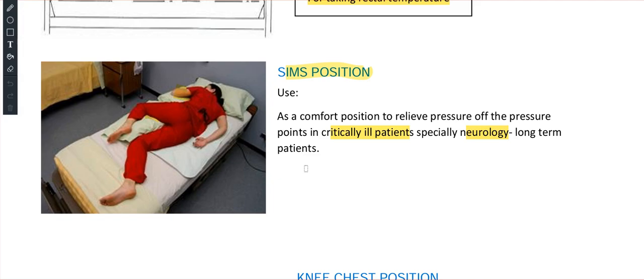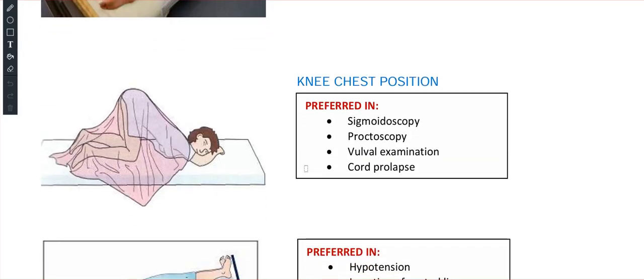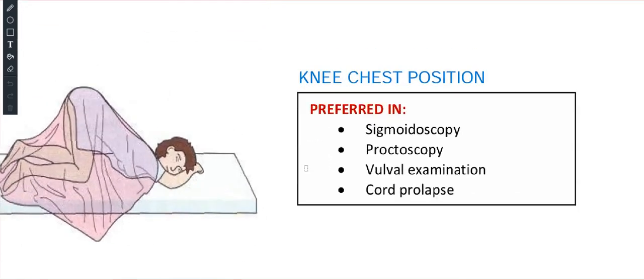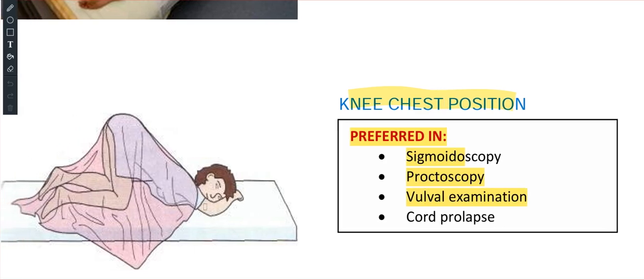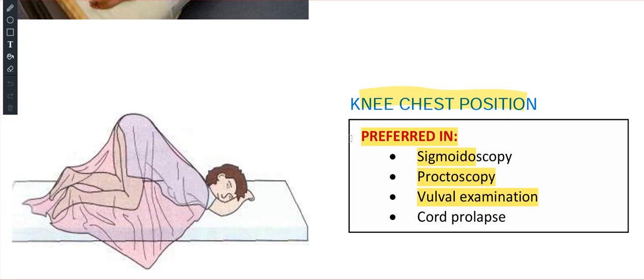Now, what is next? Next is knee chest position, right? When is it preferred? It's preferred when endoscopy of the lower GIT is being done, like in sigmoidoscopy or proctoscopy, or when a gynecologist has to look into the female's vulva, for vulvar examination, or when there is cord prolapse in labor, you need to have the patient in this position, right?